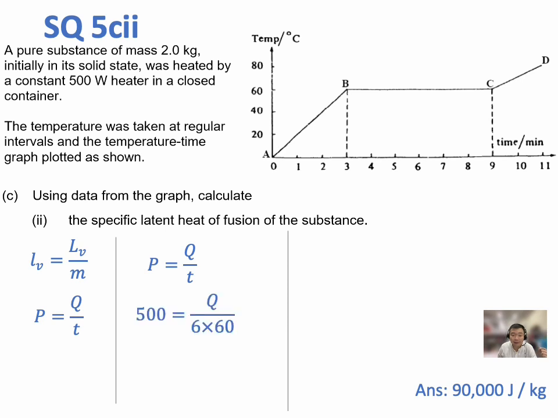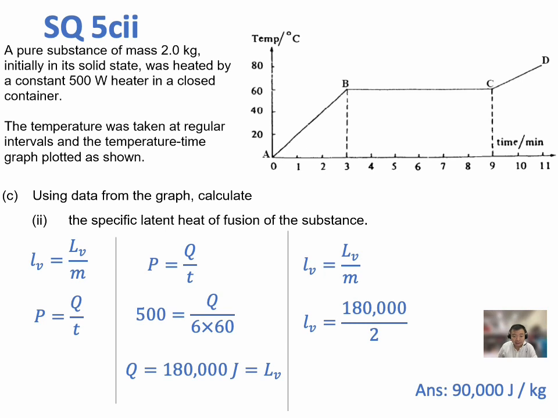So B to C takes place across 6 minutes, and converting it to seconds using the power equation, you can get the amount of energy that is supplied, that is needed to melt the object. Plug this into the specific latent heat equation, and note that the latent heat value is always just the energy needed to melt the object. So with that, you can then calculate the answer.